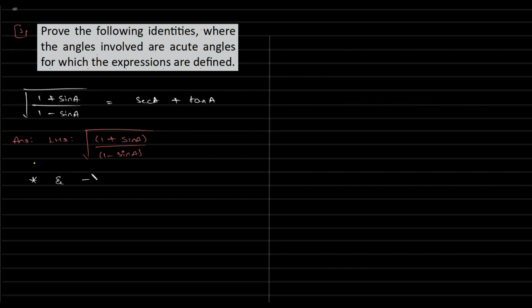So we'll multiply and divide with 1 plus sine A. So 1 plus sine A into 1 plus sine A, divided by 1 minus sine A into 1 plus sine A. And this entire thing, we have to take the square root.